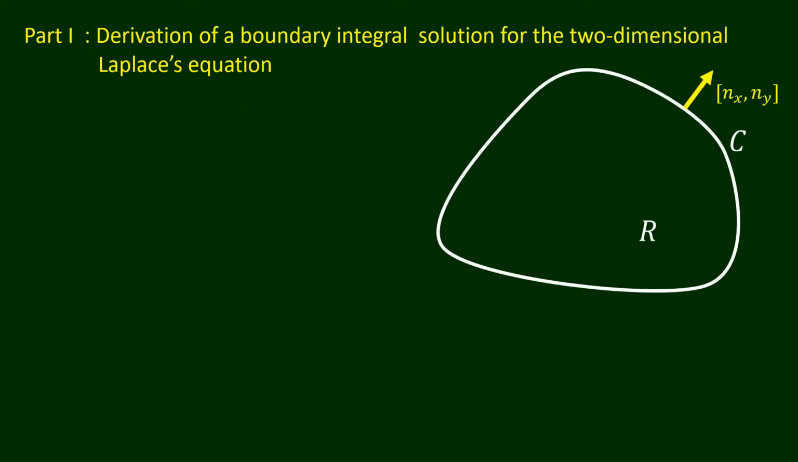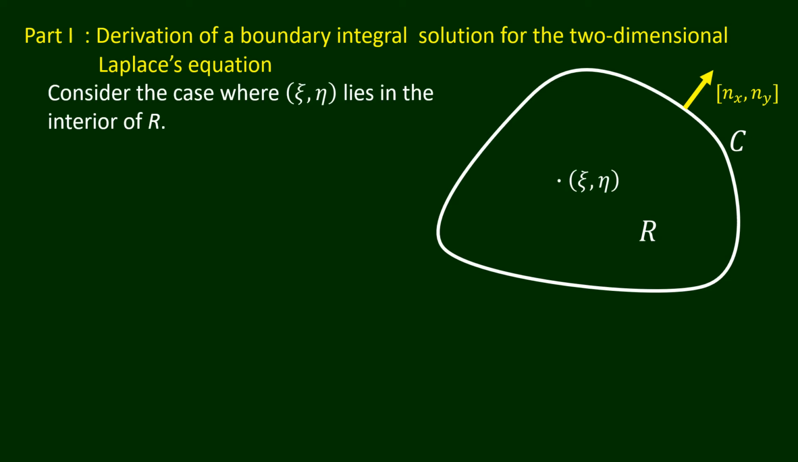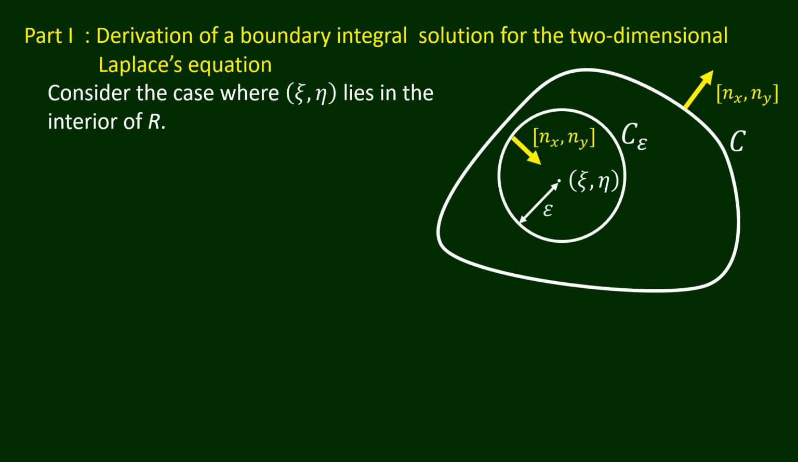Consider the case where the point (xi,eta) lies in the interior of the region R. We cannot apply the reciprocal relation on the desired solution phi and the fundamental solution capital Phi in the region R. This is because capital Phi is not well defined at the point (xi,eta), which lies in R. To apply the reciprocal relation, we modify the region R to one that does not contain the point (xi,eta). Let C epsilon be the circle centered at the point (xi,eta) and having radius epsilon. The radius epsilon is sufficiently small, so that the circle lies entirely inside the region R.